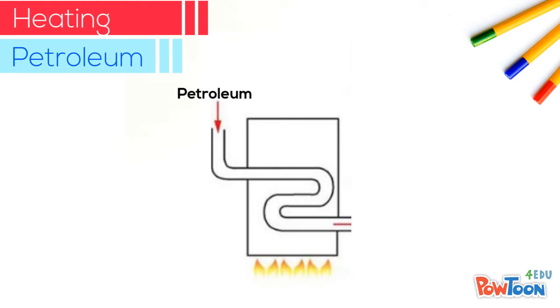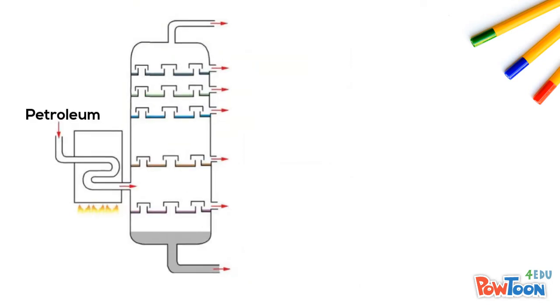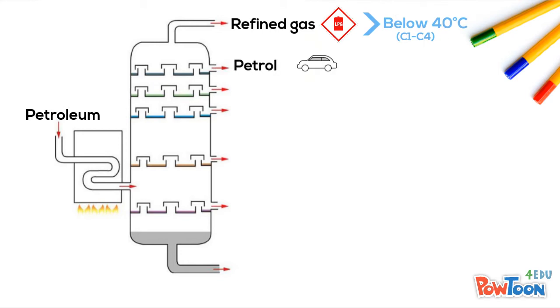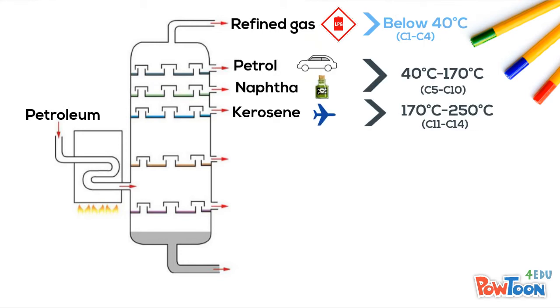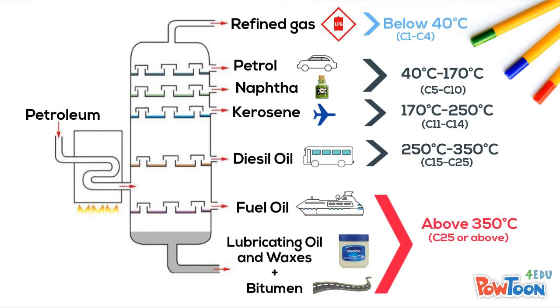First, it must be heated up to 400 degrees Celsius in a furnace into a gas. Then it will go up the fractionating column, and different fractions will be formed due to the difference in boiling points. The fractions are refinery gas, petrol, naphtha, kerosene, diesel oil, fuel oil, lubricating oils and waxes, and bitumen.